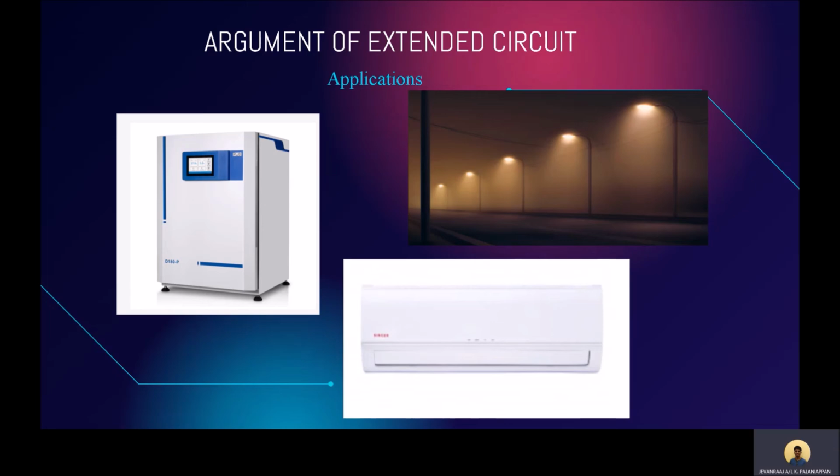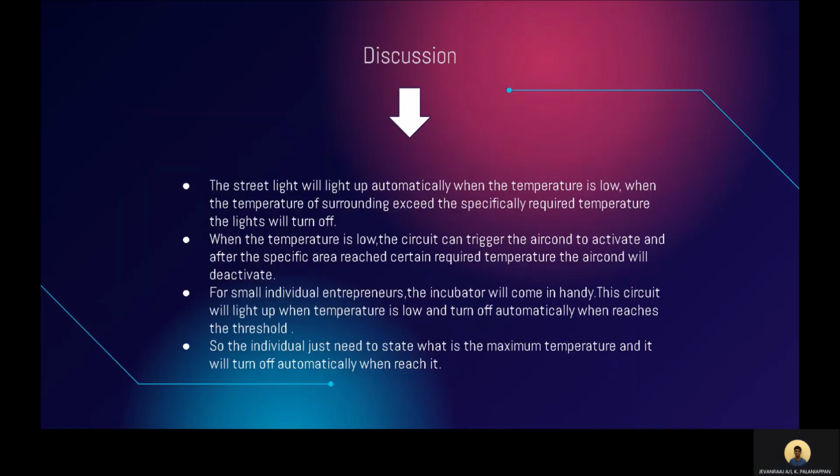I will be explaining the argument of our extended circuit. So our circuit application can be used in the street light, incubator, and also the aircon. The street light will light up automatically when the temperature is low, especially at night, where compared to daytime, at night the temperature is lower.